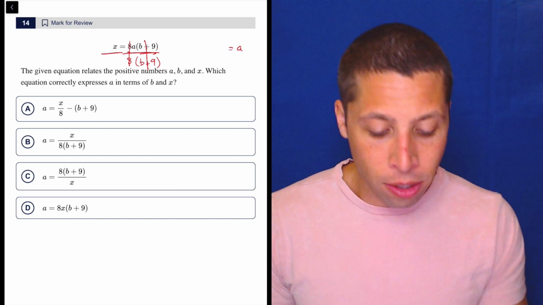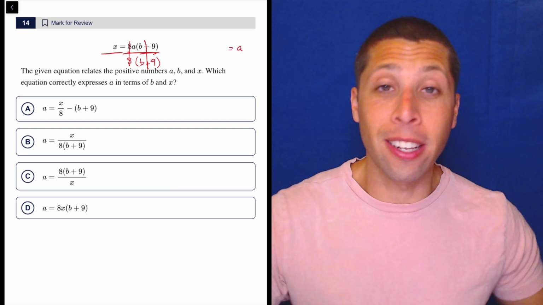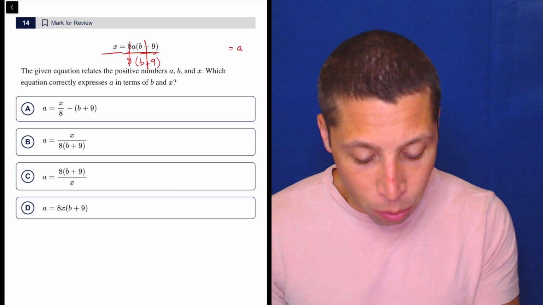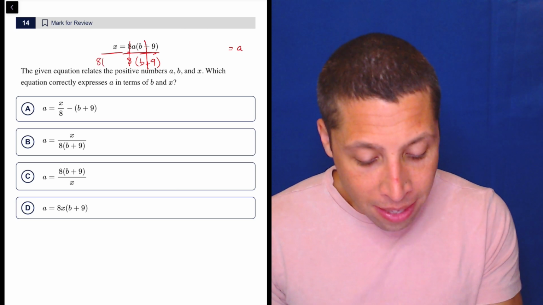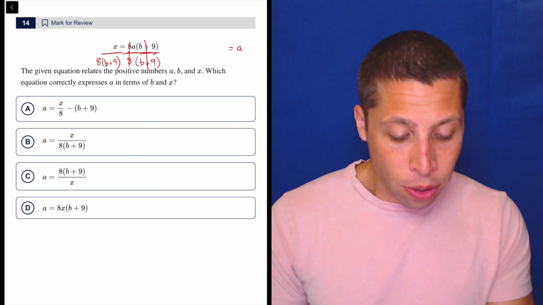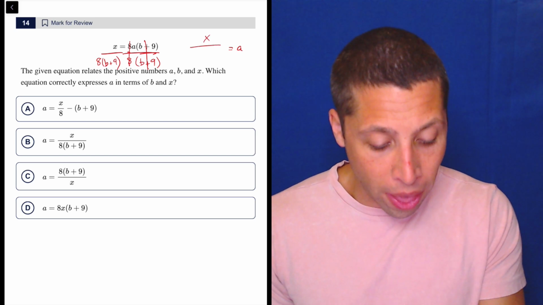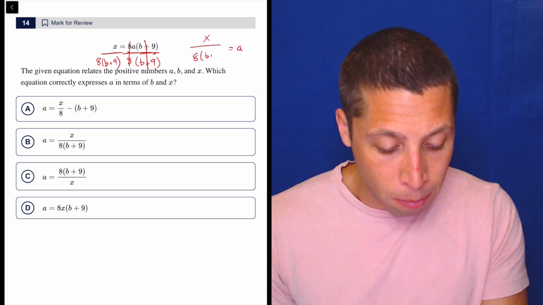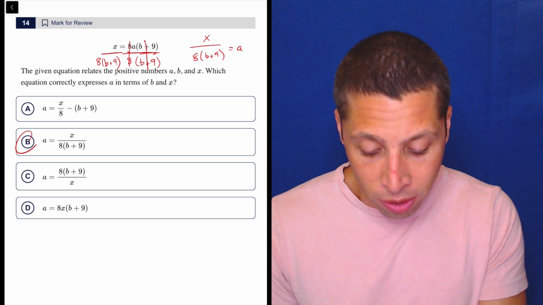But then, of course, all of algebra is premised on the idea that you got to do things to both sides. It's got to be equal. So we also have to divide by 8 times B plus 9 on the other side. And you can already see it, right? There's nothing to do with that. It's just X over 8 times B plus 9. That is an answer. That is choice B.